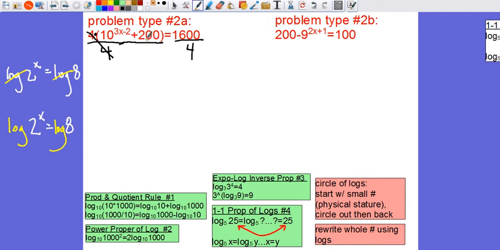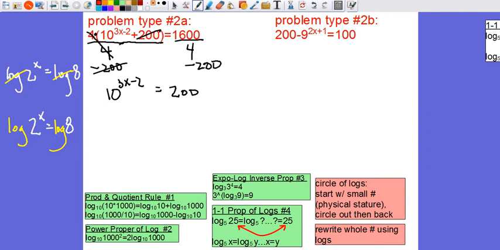After that, we're going to subtract 200 from both sides. This is what's left over. If you do on your calculator 1600 divided by 4, you get 400. 400 minus 200 gives you 200 again. So I get 10 to the power of 3x minus 2 equals 200.